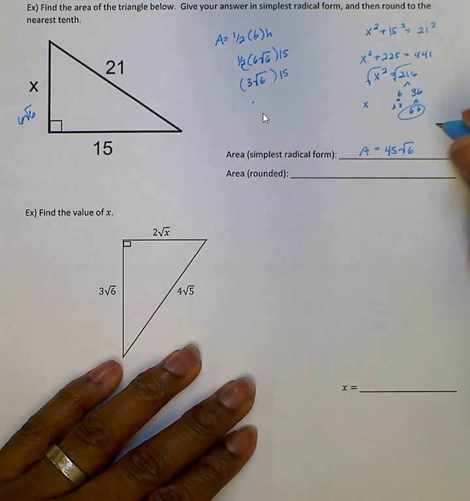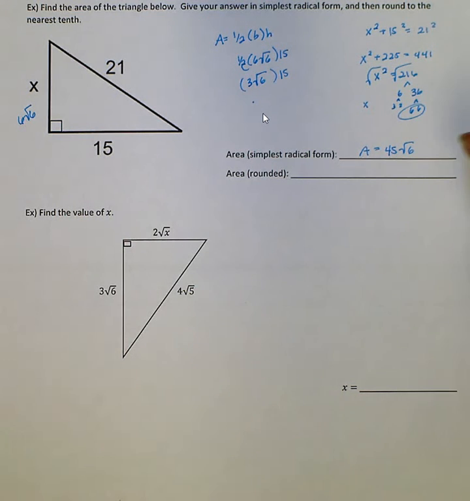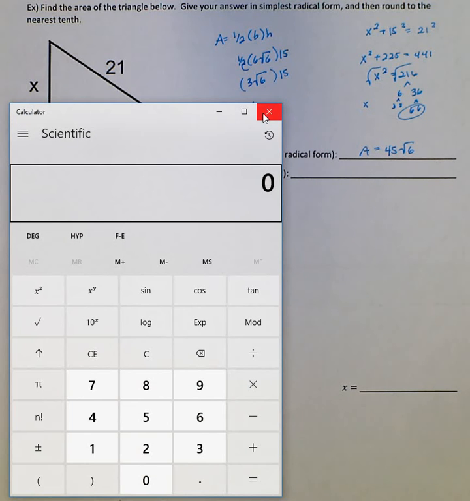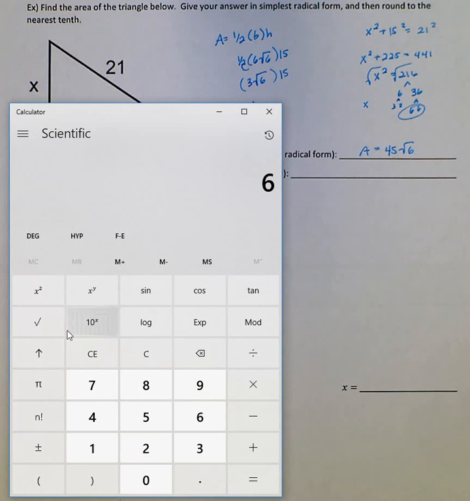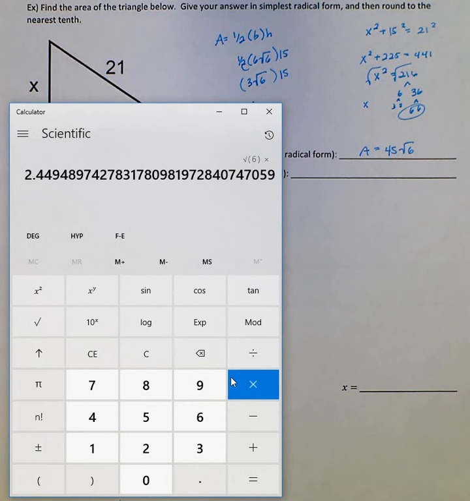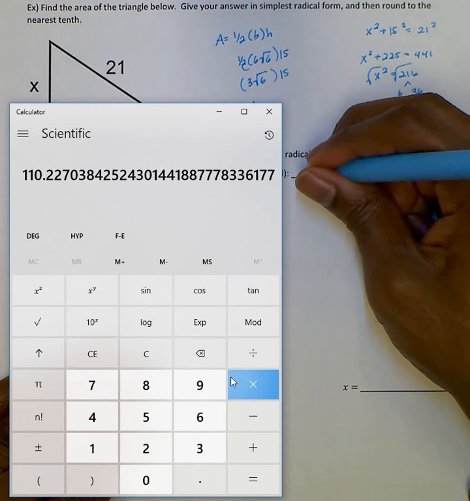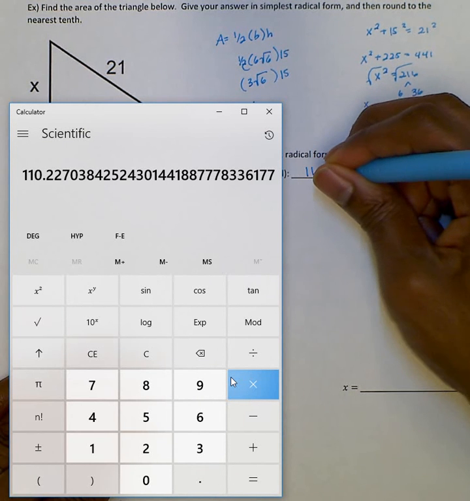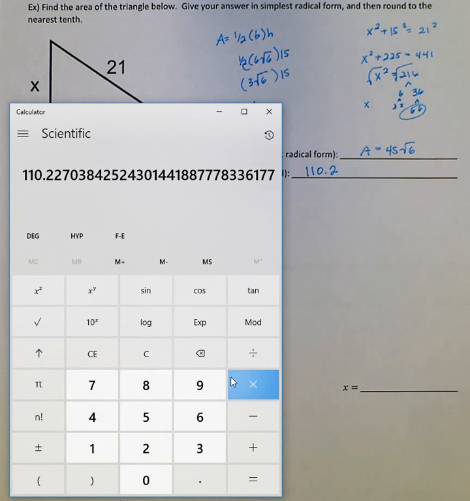Now it says area rounded, because they want me to use a calculator for it. So I can do radical 6 times 45, and that gives me 110.2. So I can do both.